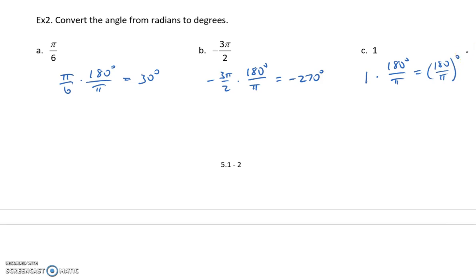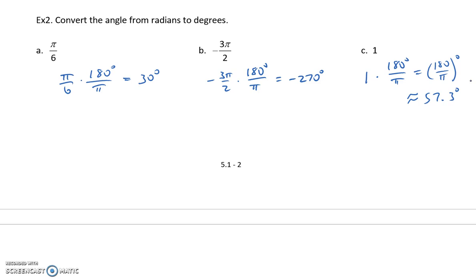But when we're working with degree measure, we usually don't represent angles in this form, 180 over pi. We'd definitely prefer to represent it in decimal form. So to the nearest tenth of a degree, if we do 180 divided by pi on a calculator, we see it's approximately 57.3 degrees.